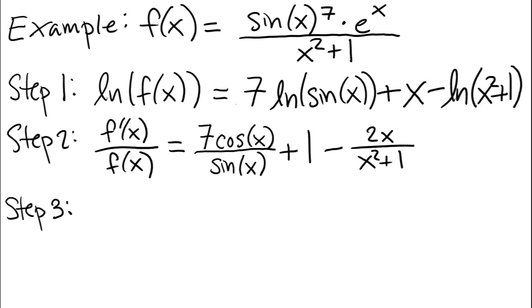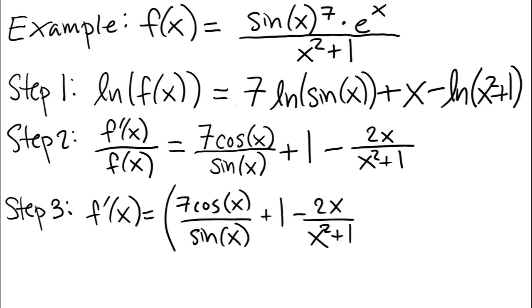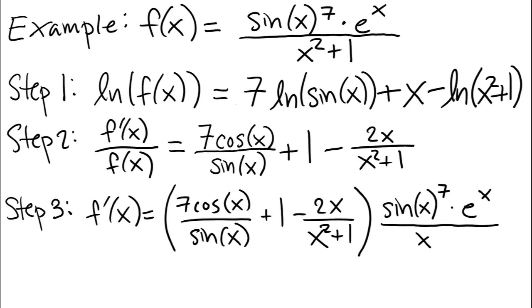And in step 3, all we do is multiply by f of x. So we get f prime of x equals whatever we had in the last step. I'm just copying it verbatim. And that whole thing in parentheses has to be multiplied by our original function. This big thing, sine of x, all raised to the 7th, times e to the x, divided by x squared plus 1. Now you could simplify this expression, say by distributing, and make some cancellations, but you don't have to.